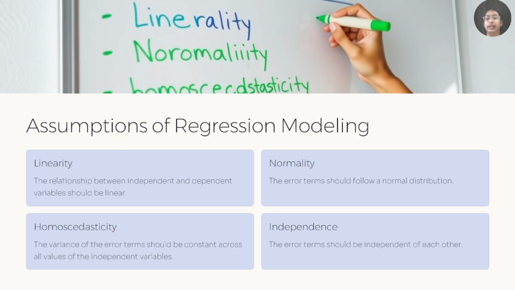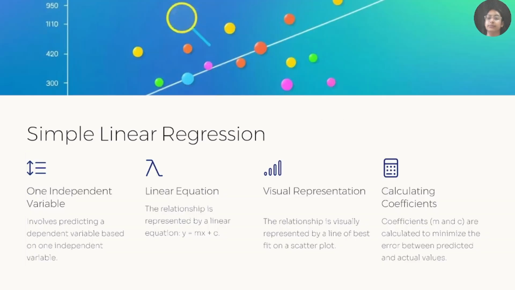Assumptions of regression modeling: linearity, normality, independence, and homoscedasticity. Linearity means the relationship between the independent variables and the target should be linear. Normality means the error terms should follow a normal distribution. Independence means the error terms should be independent of each other, and the variance of the error term should be constant across all the values of the independent variables.